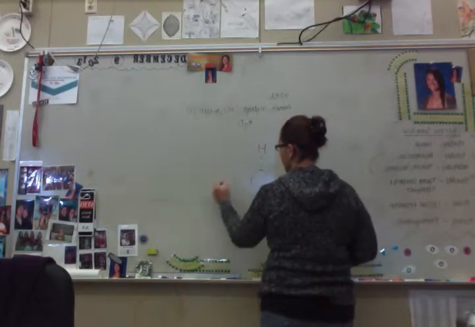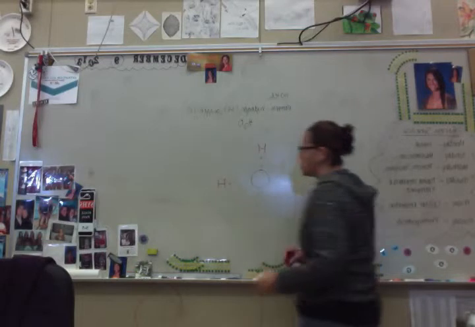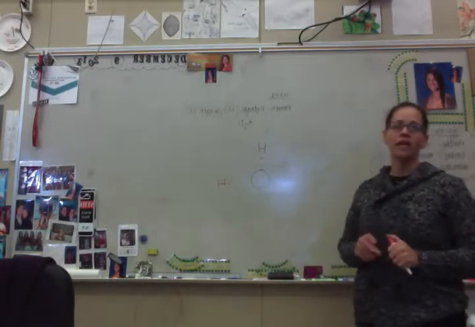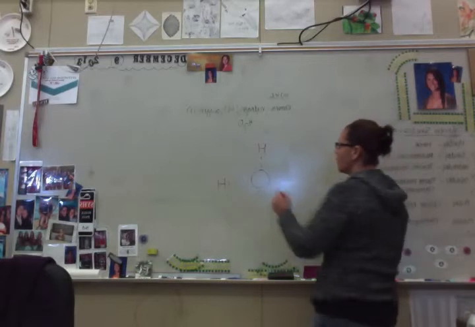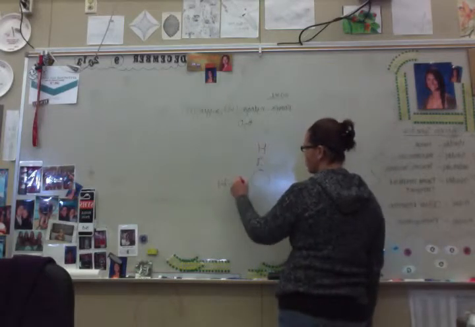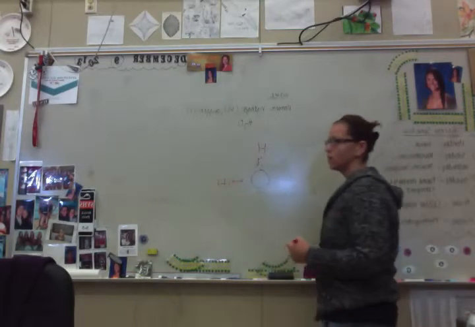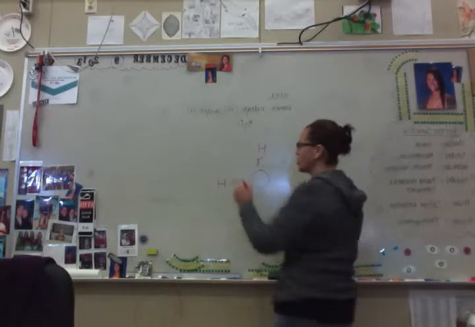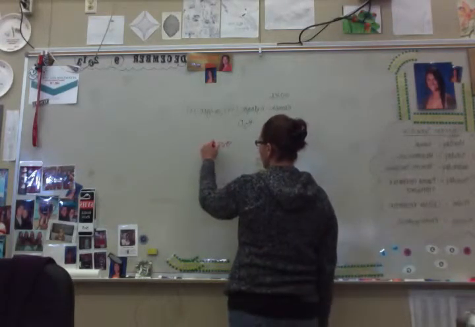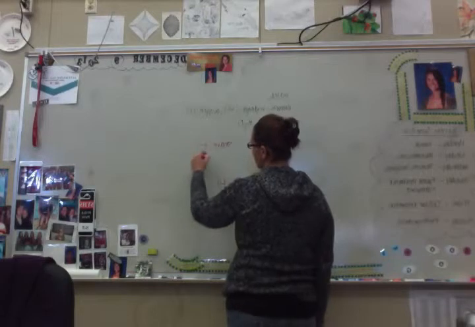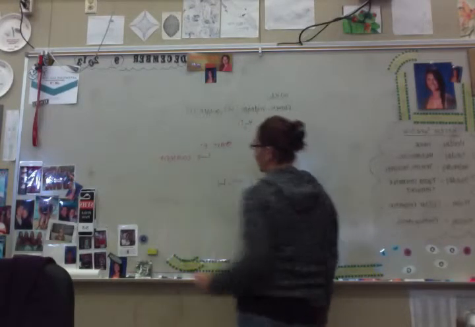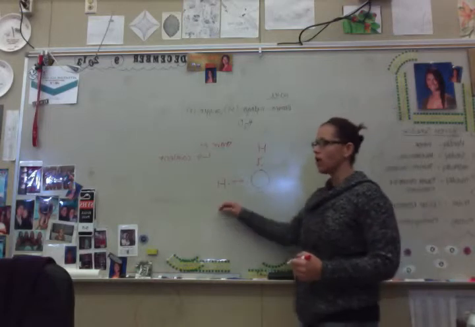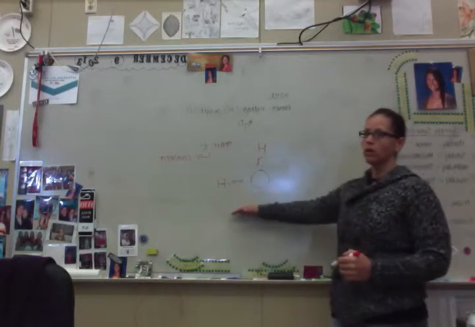Okay, so if we're looking at the bonding within the water molecule, these two guys are going to do what with their electrons? They're going to share them. So within a water molecule, they share electrons, so that is called covalent. There are covalent bonds between the hydrogen and the oxygen within a water molecule. But they are special covalent bonds.